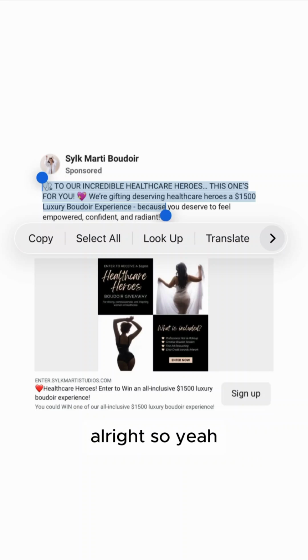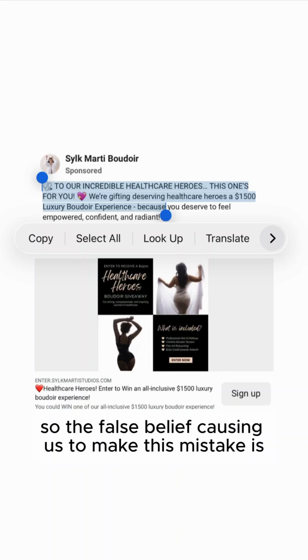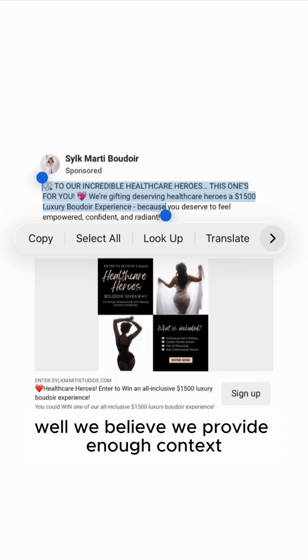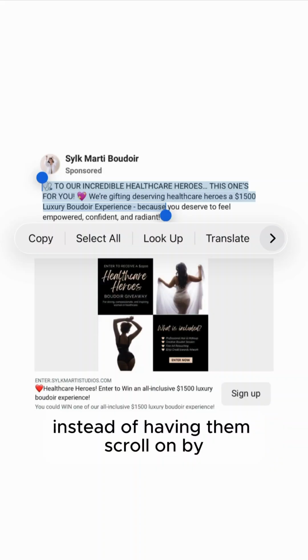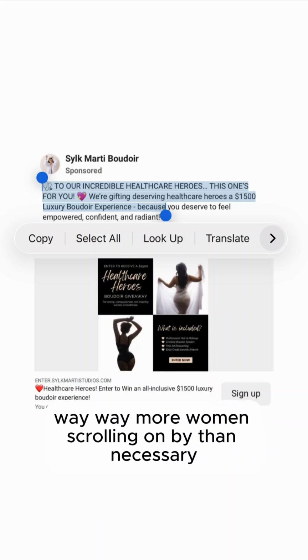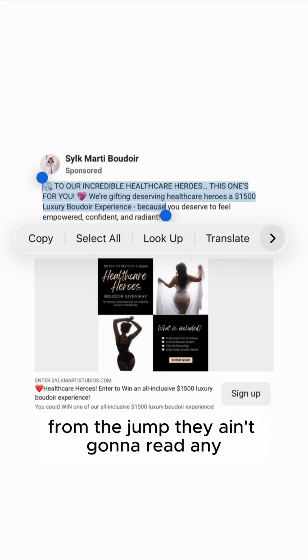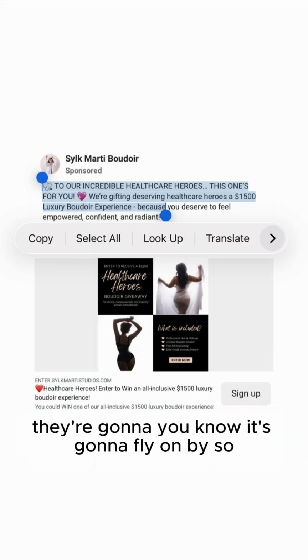All right, so yeah, we got the lack of context mistake here. The false belief causing us to make this mistake is that we believe we provide enough context to have the right people click in instead of scrolling on by. Well, the consequence is we actually have way more women scrolling on by than we had hoped for, literally from the jump. They ain't gonna read any more of our ad after they see more of the rest of our ad copy. They're gonna fly on by.